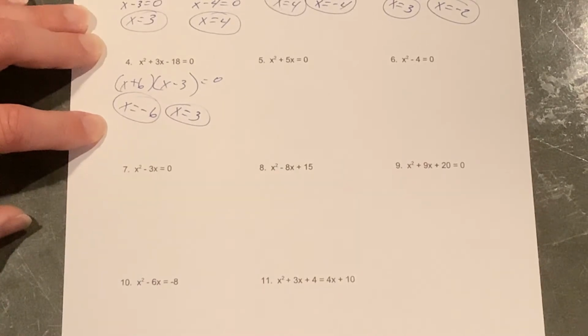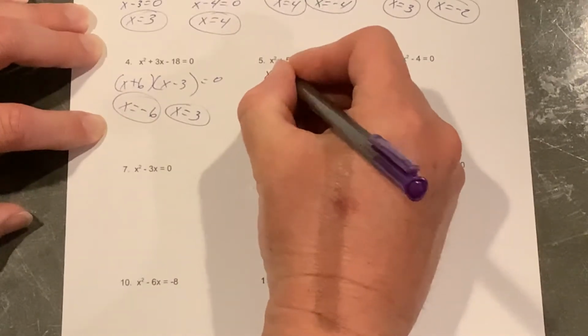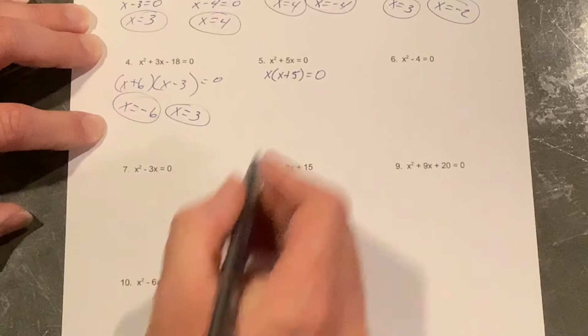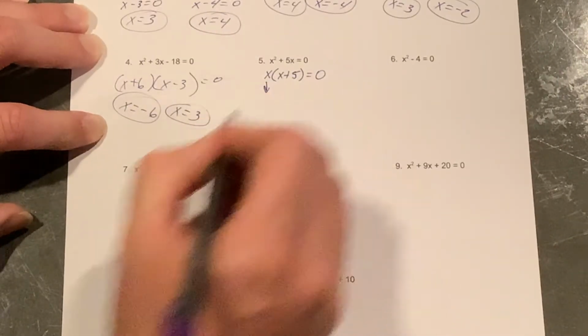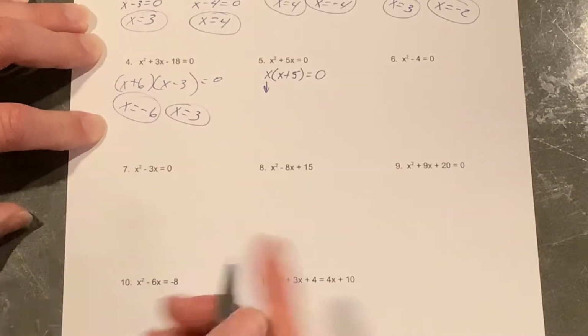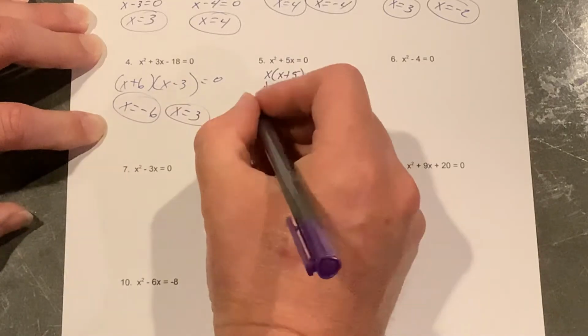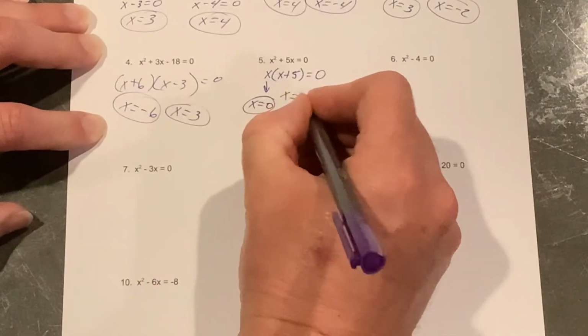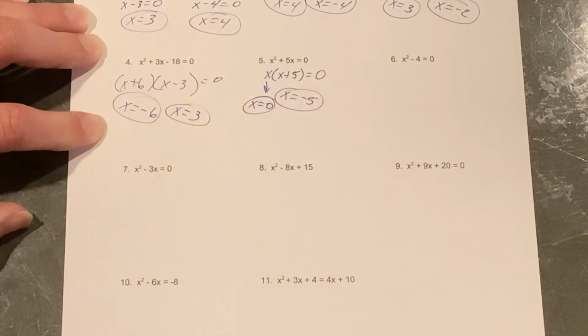5, a little bit different. We look at this one, we should recognize both of them have an x term, so I'm going to factor an x out of both and get x times (x plus 5) equals 0. When we did x-intercepts, when we just had a term of x, we had an x-intercept of 0. Same thing, we have a solution of 0. x equals 0, one answer. x equals -5 is my other answer.